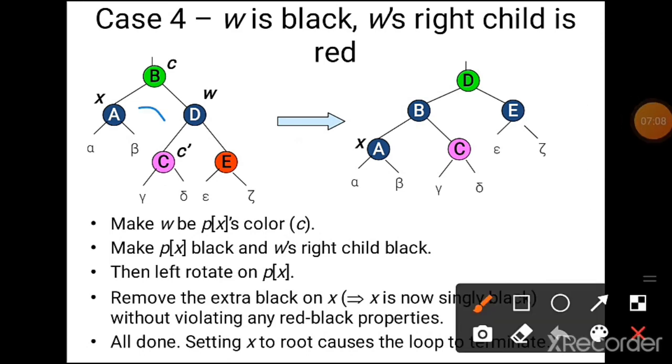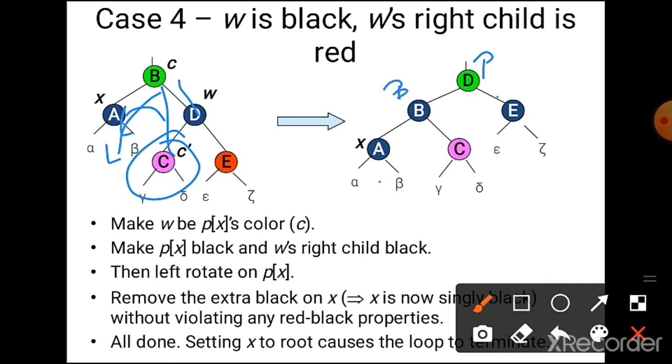So we perform the left rotation here. B comes downwards, so B is here, X is here. Then D becomes the root. And C comes to the right side of B, and E is the right child. So D's color becomes the parent color. And B's color is black. Here it is black. E is also changed to black.